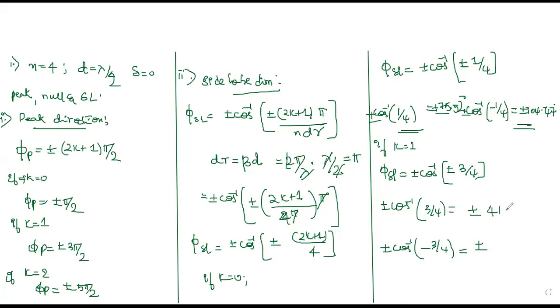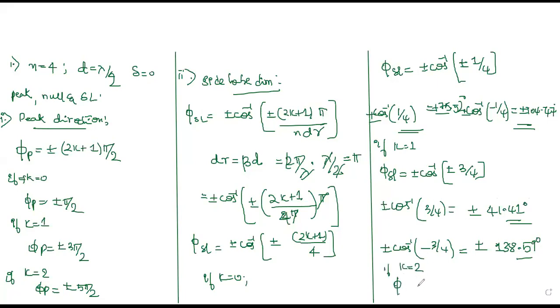41.41 degree. And for minus 3 by 4, 138.59 degree. Again, see the values you have are valid. So again, take k is equal to 2.